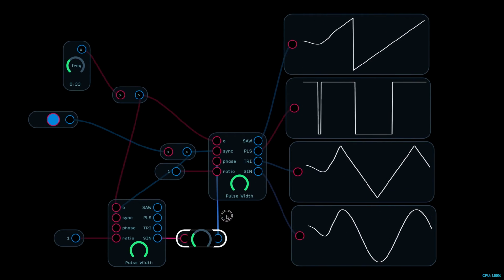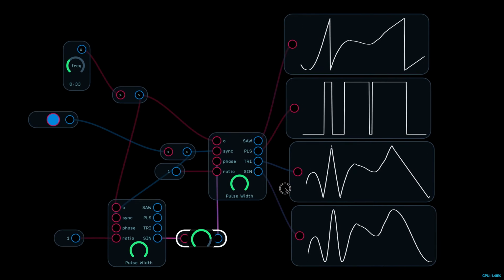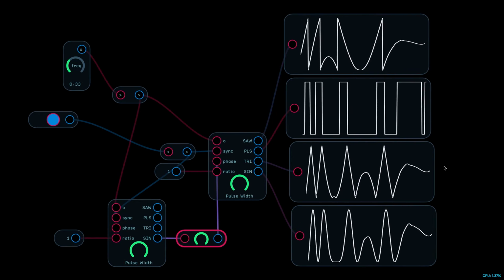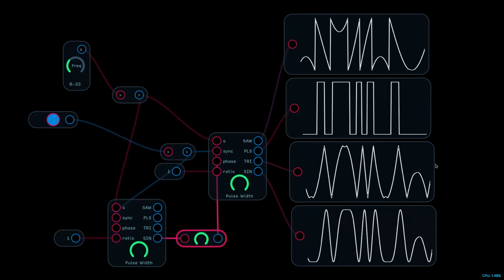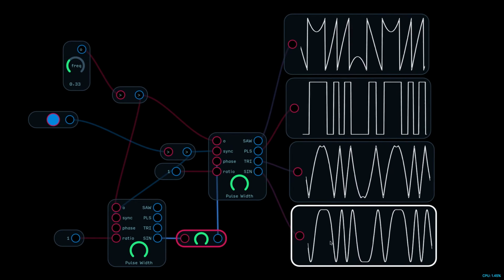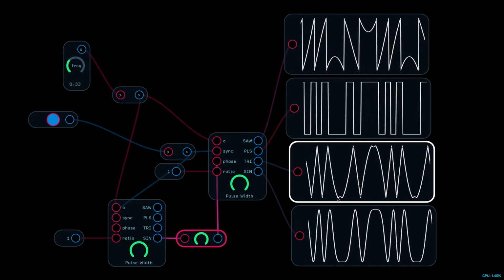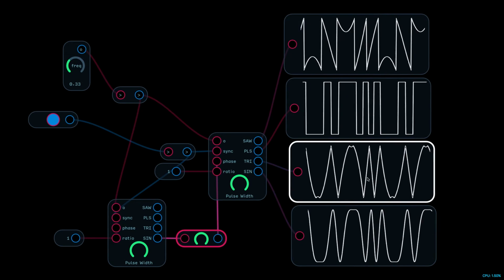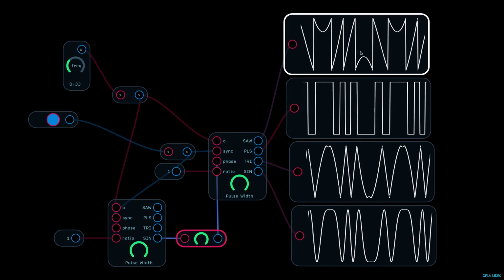Increasing the phase modulation. Isn't that beautiful? It's like you get the soft version with the sine, the sharper version with the triangle, and then two really abstract out there kind of shapes.